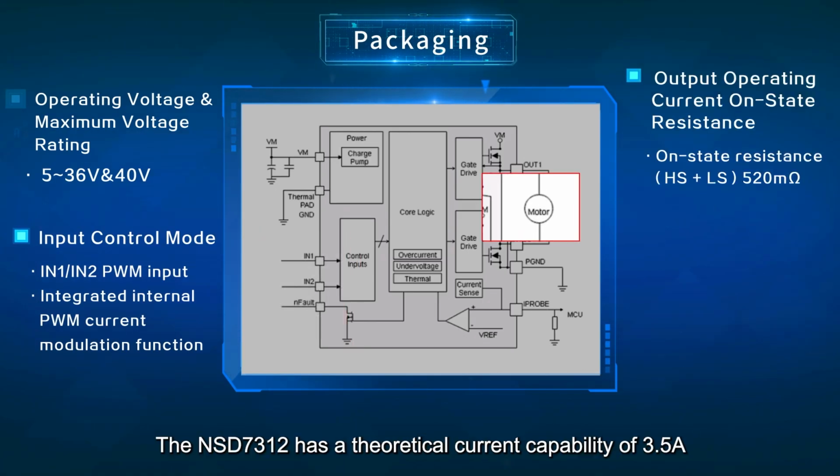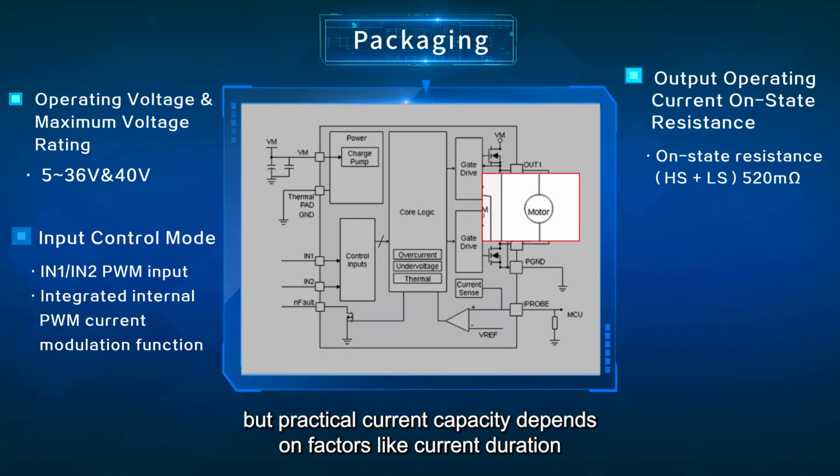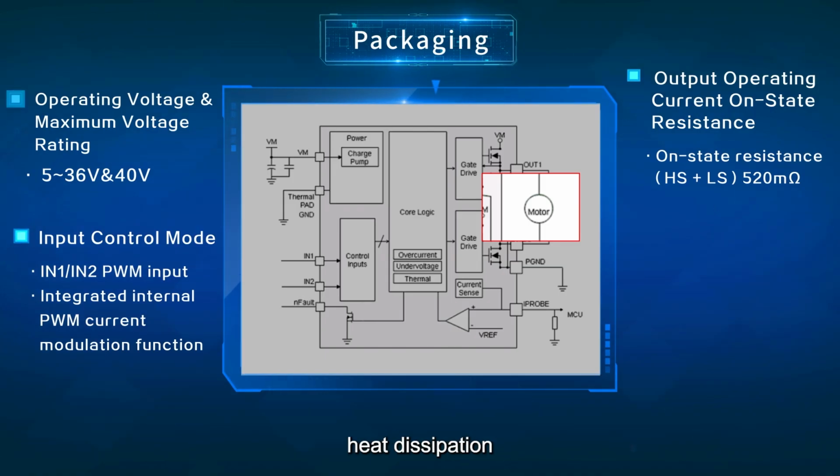Output current. The NSD7312 has a theoretical current capability of 3.5 amperes, but practical current capacity depends on factors like current duration, heat dissipation, power consumption, and ambient temperature.